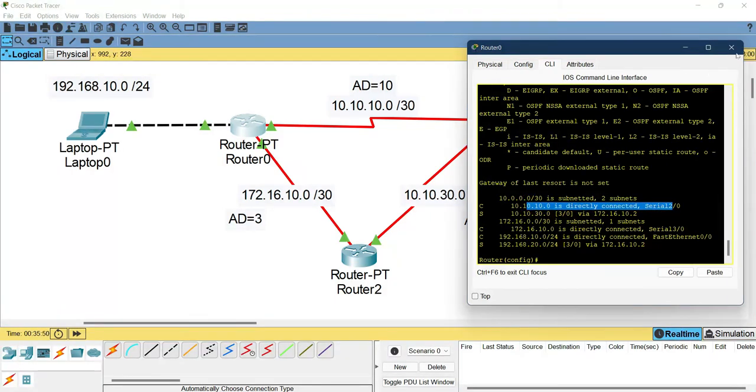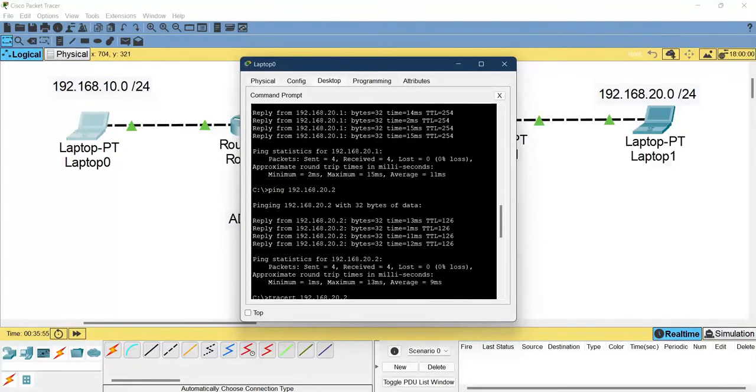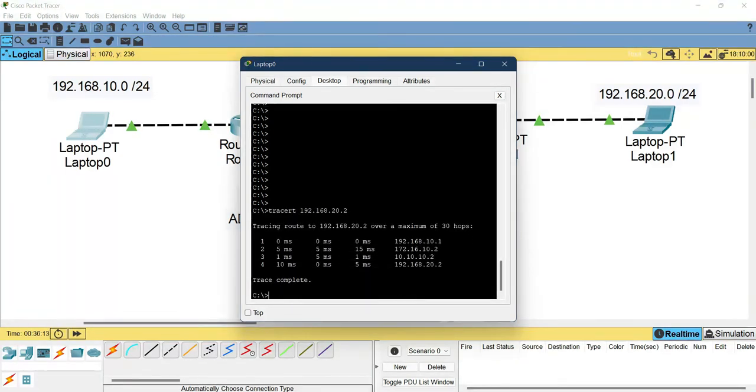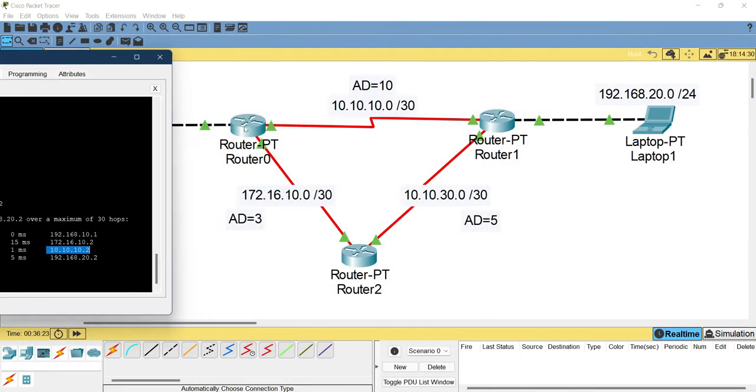So if we try to do a trace from 192.168.10.2 to 192.168.20.2, so I type trace route 192.168.20.2, and if you see, the traffic is going through 172.16.10.0, then 10.10.10.2, then 192.168.20.2. So basically router 0, router 2, router 1, and then laptop 1.